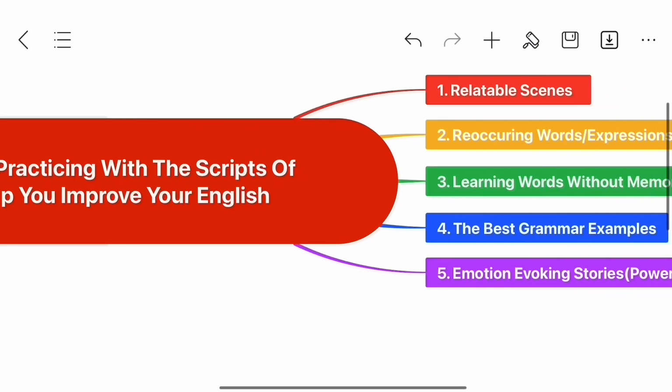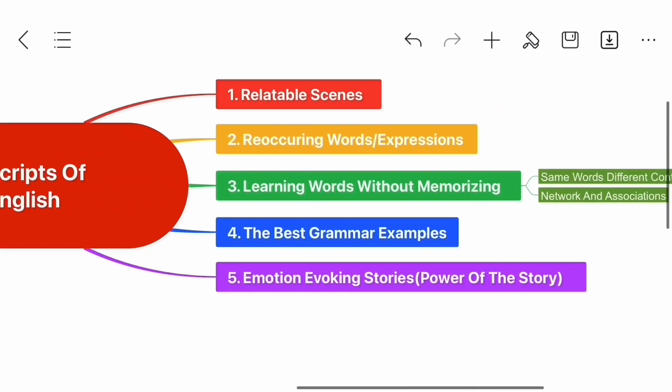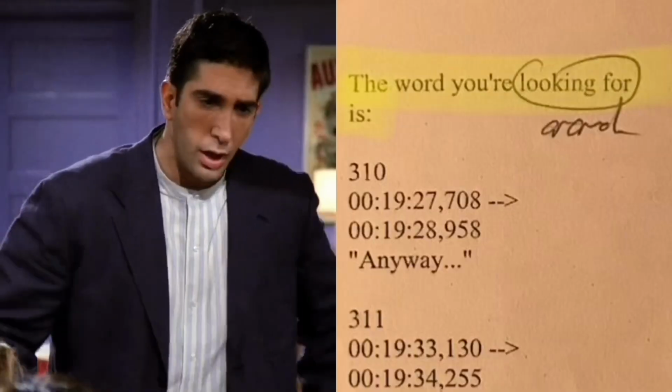When you practice with sitcoms, like Friends or other sitcoms, you will improve your vocabulary in the best way possible. There is emotion going on here, there is a story going on here. This is why you can improve your vocabulary in the best way possible if you practice with scripts of sitcoms.